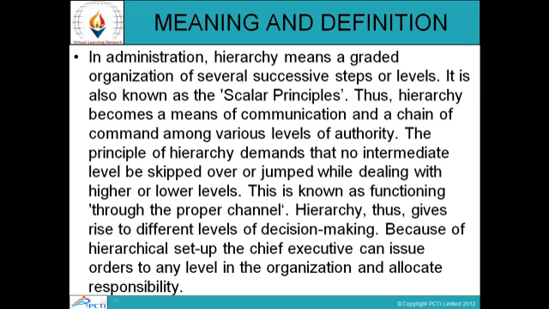Hierarchy thus gives rise to different levels of decision making. It gives very important and different aspects of how to deal with matters and how to take decisions. Because hierarchy is stepped, a chief executive can issue orders to any level in the organization and allot responsibility. That is very obvious. Hierarchy provides a step-wise flow of how we can deal with the high level and the lower level.